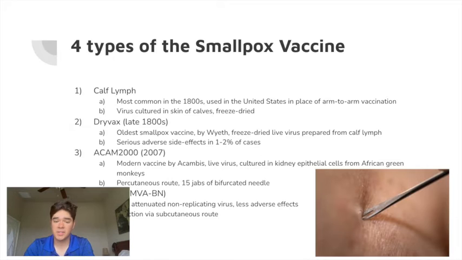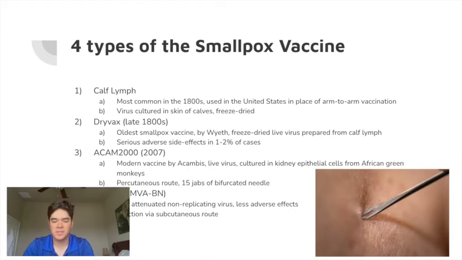So in terms of the second type of smallpox vaccine, we have Dryvax, which would be developed in the late 1800s by Wyeth, and it is going to be the oldest smallpox vaccine that has been developed. It is also developed from calf lymph, and it is a freeze-dried live virus. But alternate types of vaccines were developed because of the serious adverse side effects that we would see in about 1% to 2% of smallpox cases.